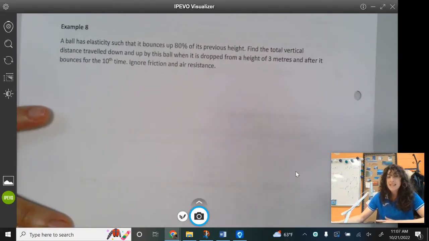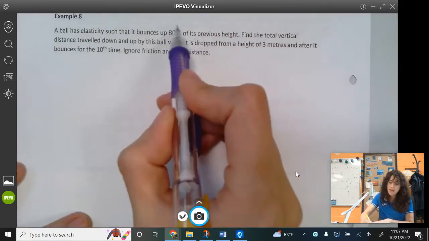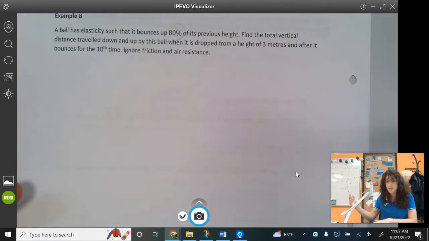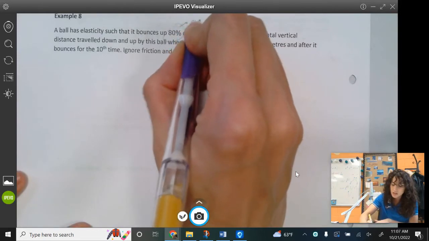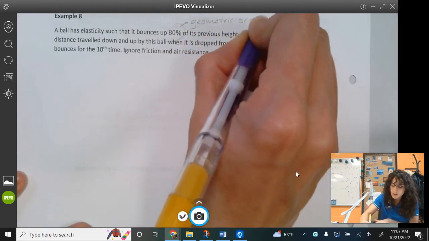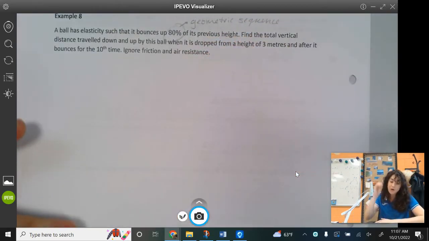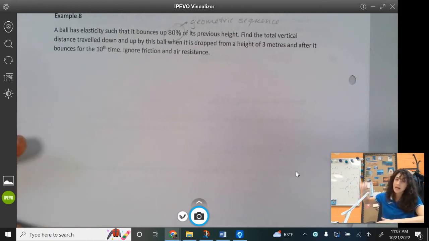Last problem, example 8. This is more of a challenging IB level problem where it's saying, okay, we've got a ball, it's bouncing, and it becomes 80% of its previous height every bounce. It becomes a percentage every single time this happens. That's a geometric sequence. Okay. Find the total vertical distance traveled down and up. So as it's going down and going back up and then going back down, what's the height?